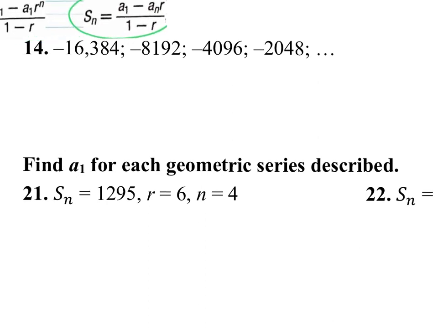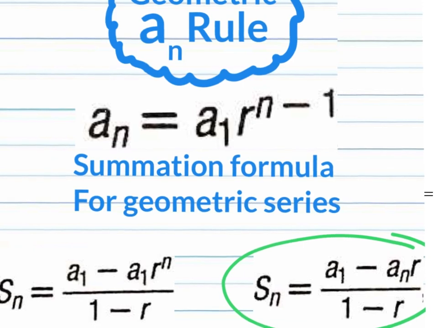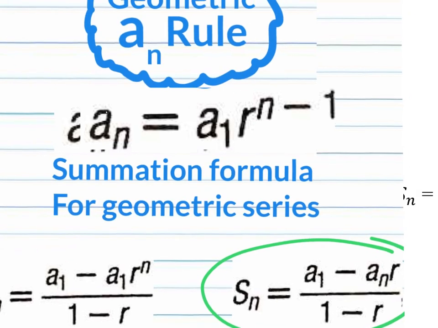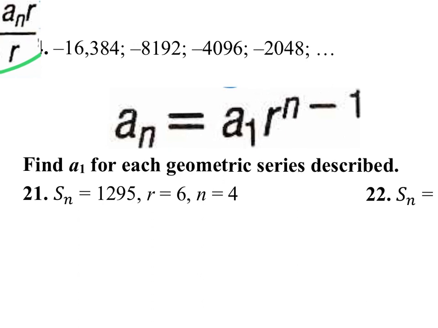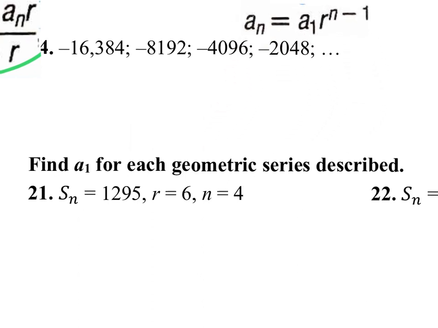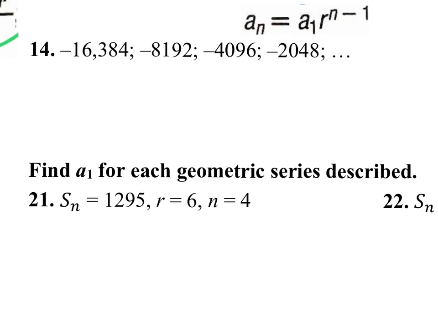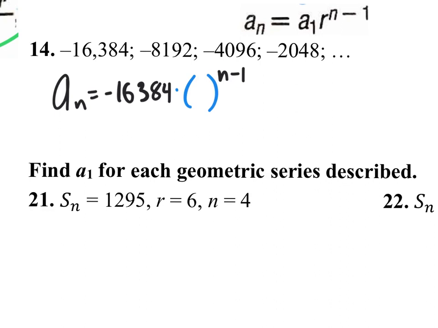And once again, we need our notes right here, the a sub nth rule. So I'm simply going to cut it and put it here so we could use it on our number 14. All right, so we want the a sub nth rule. So we have a sub n, let's begin with that. A sub n equals a sub 1, the first number on our list. So we have negative 16,384 times the common ratio, which we don't know yet, to the power of n minus 1. Okay, so how could we find this common ratio?